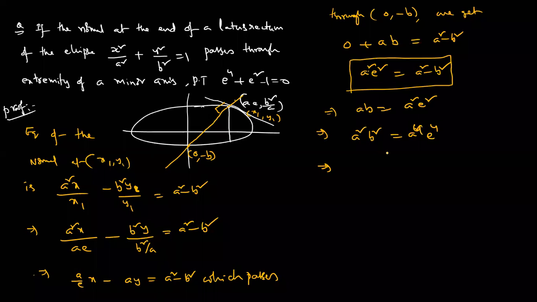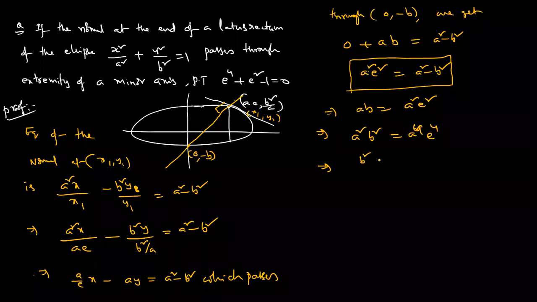So still a square b square, how to write? Anyone? b square by a square is equal to e power 4. What I am doing here, dividing with a power 4 on both sides here, students.